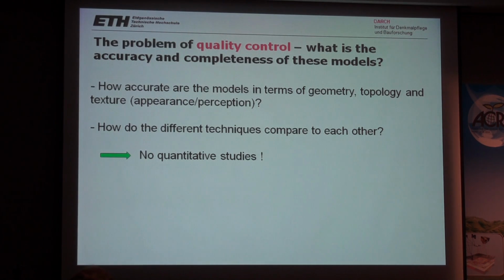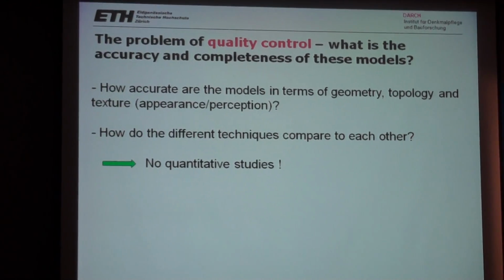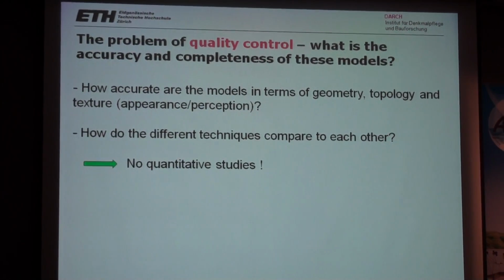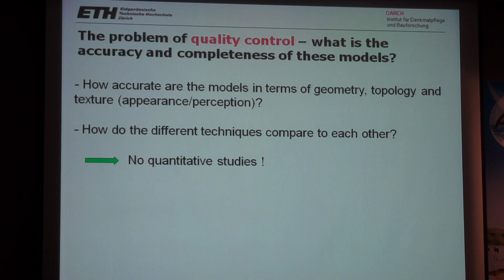So the problem of quality control pops up. What is the accuracy and completeness? Completeness is also important for the customer. If you get a contract for city modeling and you have to model 100,000 houses and you miss one house, you will have a problem with the customer, of course. So please don't forget about completeness.